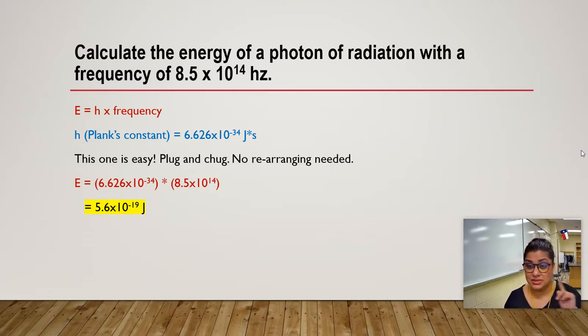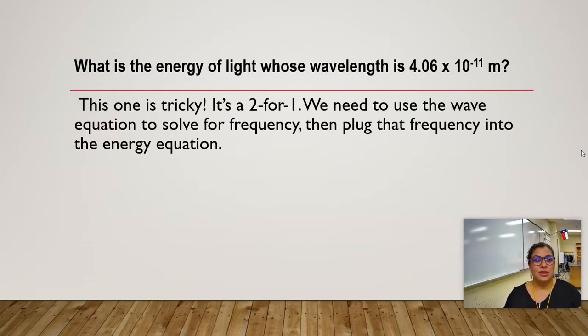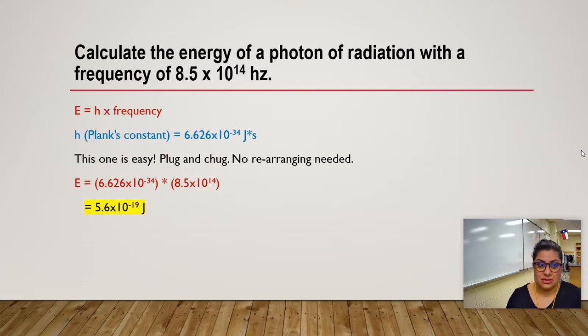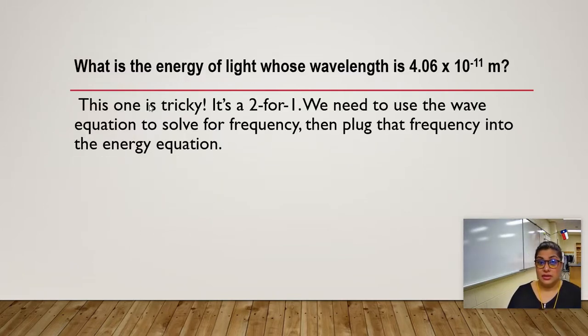Let's do one more. This last one's my favorite, and you'll see why. What is the energy of light whose wavelength is 4.06 times 10 to the negative 11 meters? This one is a 2-for-1 because looking back, if you look at the energy equation, there's no place to plug in wavelength. And yet the problem gives us a wavelength and it's asking us to solve for energy. How do we do that? Okay, here's how we do that. We're going to be using both equations. That's why it's a 2-for-1.